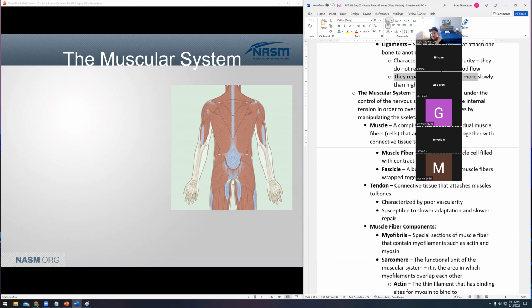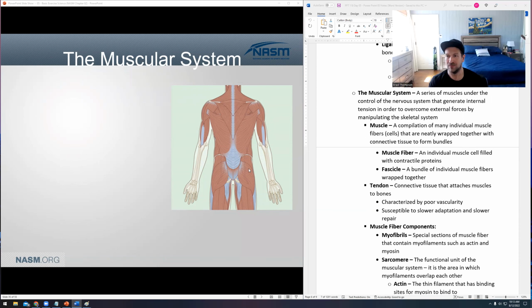All right, guys. Let's take a look at the muscular system. Awesome, love it. Okay, so the muscular system, everybody's favorite, right? Mine doesn't look like the picture.